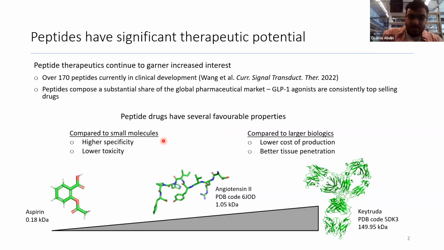Peptides occupy a special niche in the range of therapeutic molecules, somewhere between small molecules and larger biologics like antibodies. Compared to small molecules, they tend to have higher specificity and present a lower risk for toxicity. And compared to larger biologics, they tend to have a much lower cost of production, and they exhibit better tissue penetration and cell permeability.